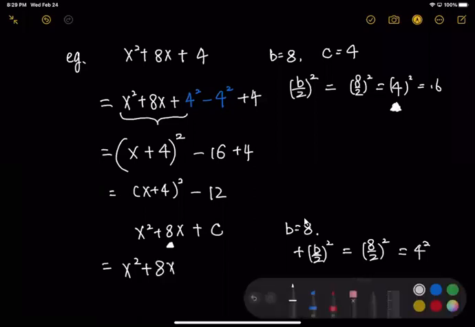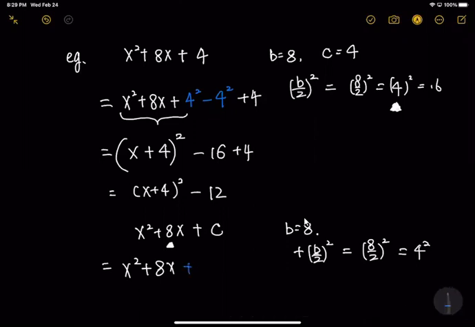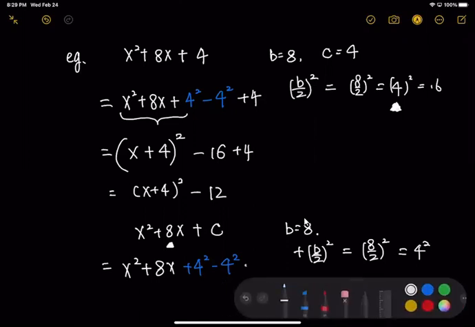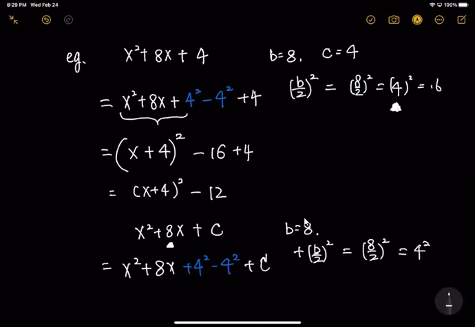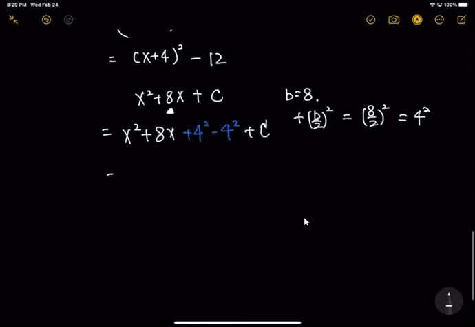So look, I have x squared plus 8x, plus 4 squared, subtract 4 squared. Because you add 16 and subtract 16, it is equal to 0, plus c, a constant c. So the first 3 terms are equal to x plus 4 squared, minus 16, plus c. Okay.